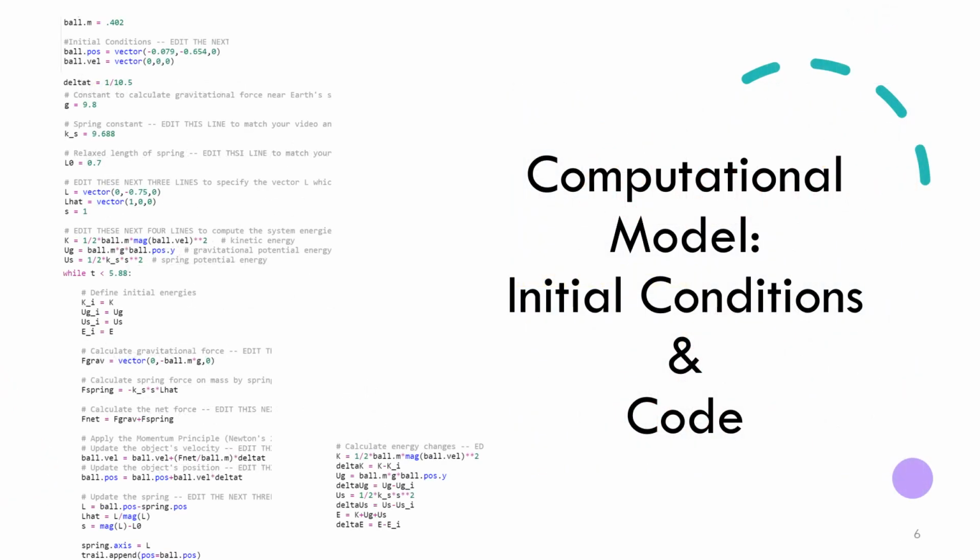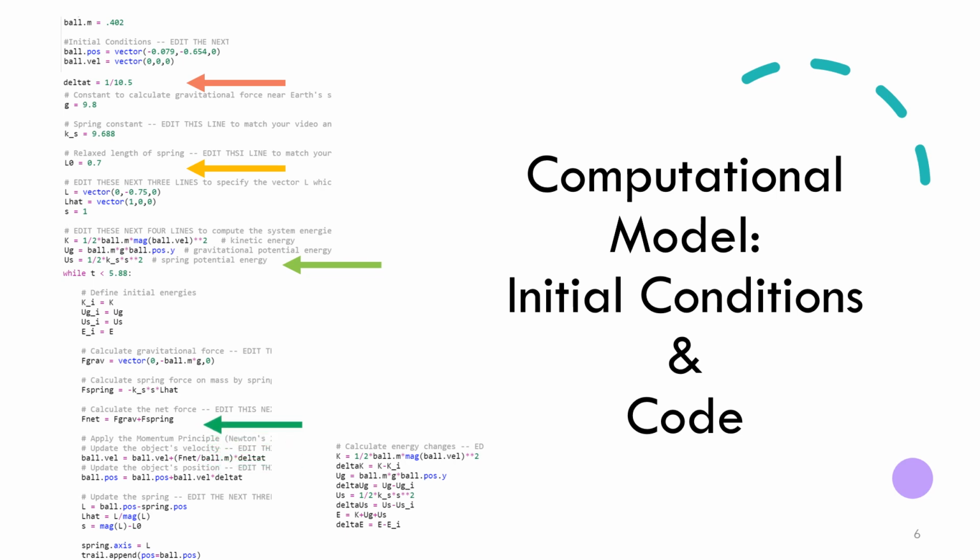Next, I use GlowScript to create a computational model of the system. Up here, you can see the initial conditions, ball mass, position, velocity, and time matching our observational model. Next, I added the constants that we know and previously calculated, like k. Then I added the potential energy formulas of the spring and gravity as well as the kinetic energy formula.